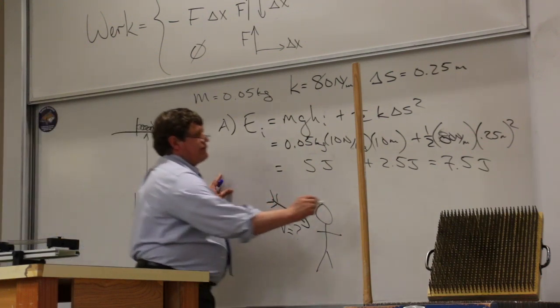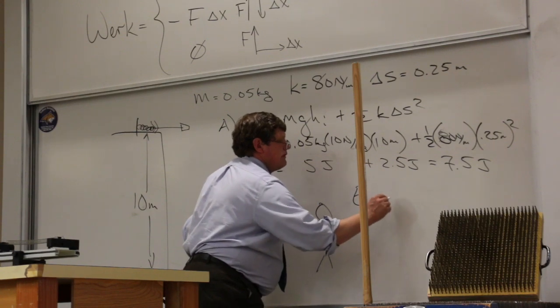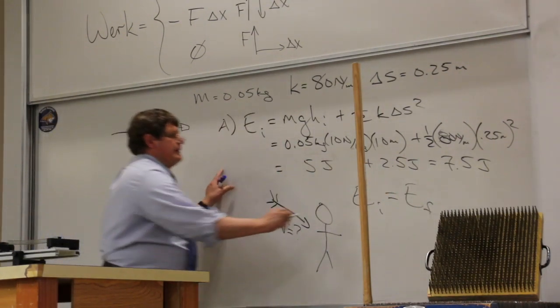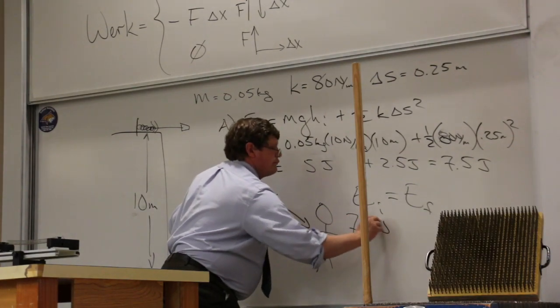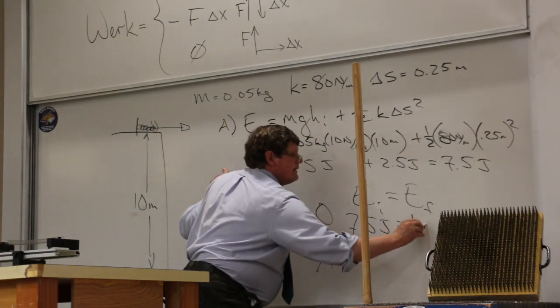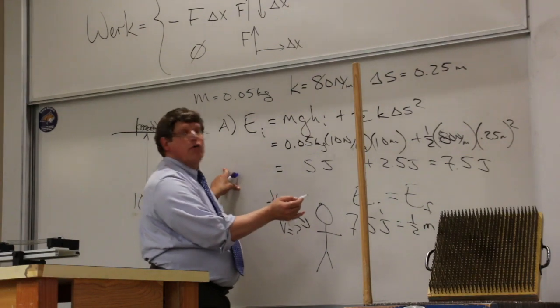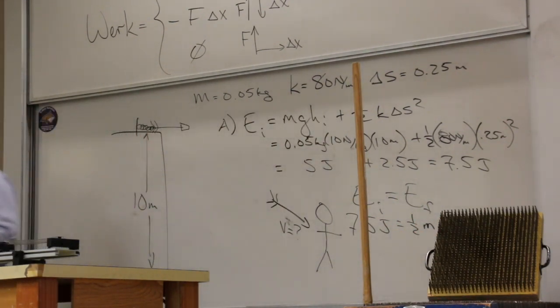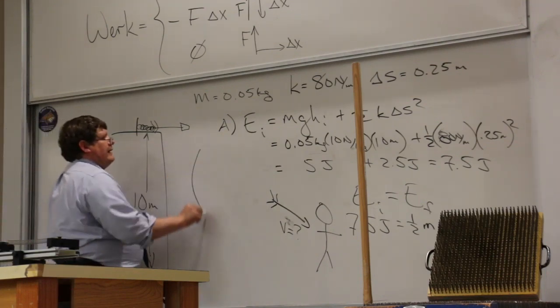So we essentially just say energy initial is equal to energy final because we ignore air resistance. We've got 7.5 joules and it's all kinetic if we call his height 0. And if we solve for V, we get 17.3 meters per second.